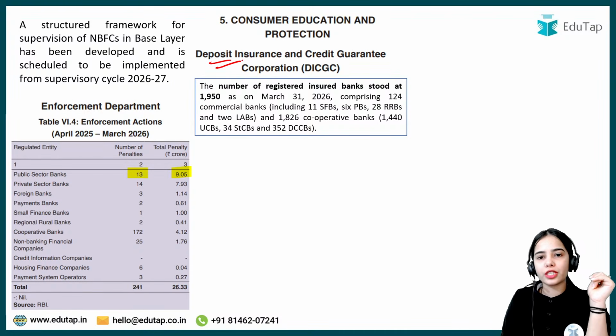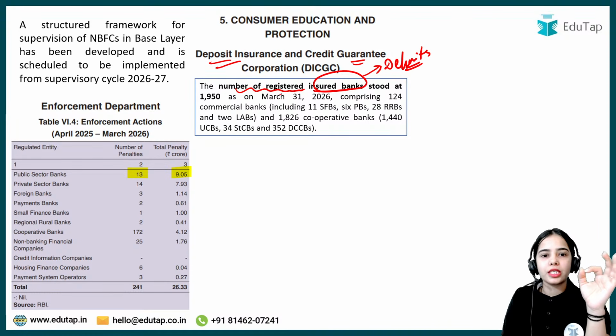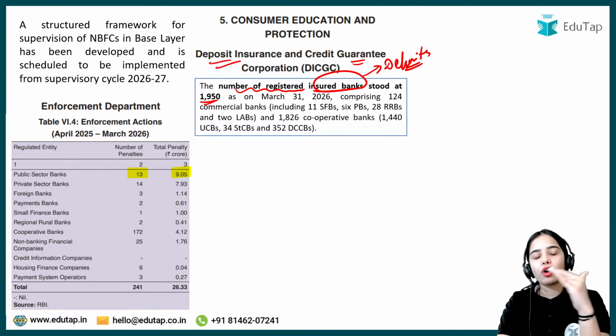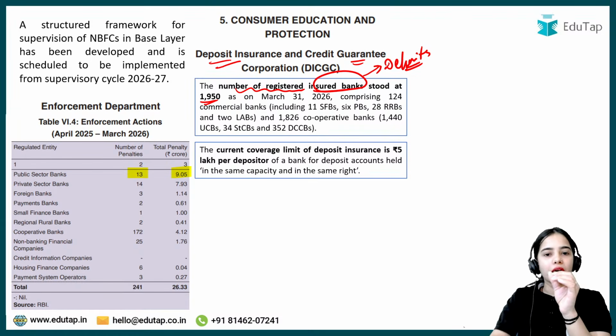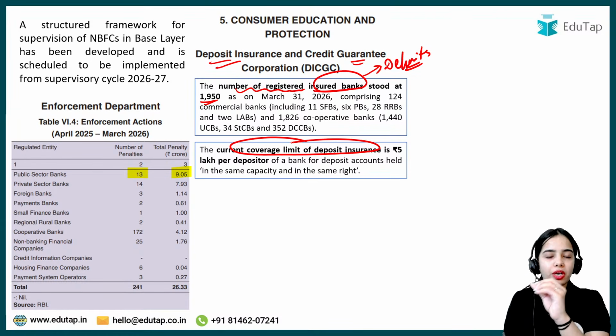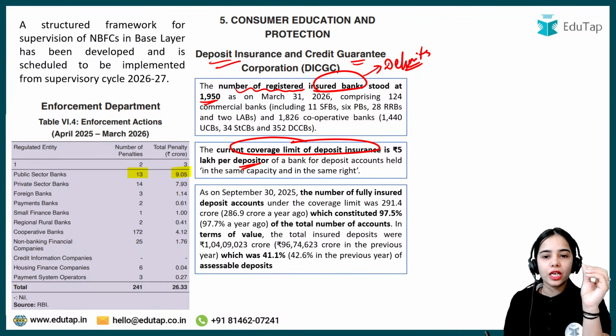DICGC is the Deposit Insurance and Credit Guarantee Corporation. The number of registered insured banks for which the deposits are insured by the DICGC stood at 1950. What is the amount of insurance provided by the DICGC for each depositor in the insured banks? The current coverage limit of deposit insurance is 5 lakh per depositor.